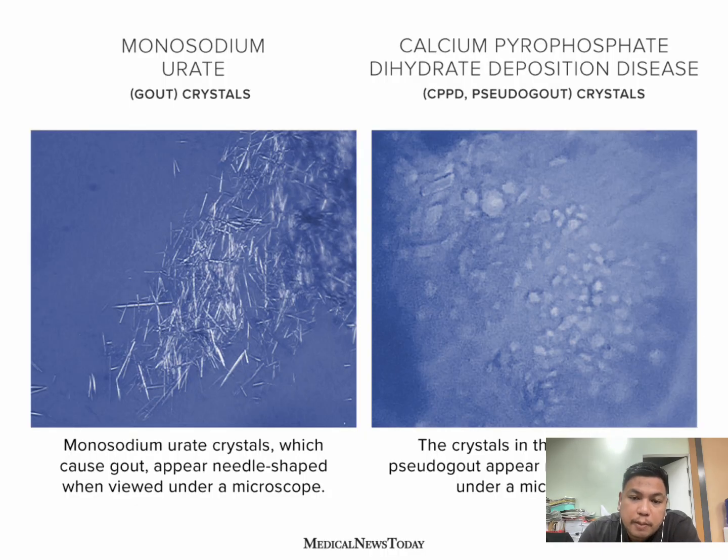These are the appearances of our crystals under microscopy. Monosodium urate, which is the cause of our gout, is needle-shaped with negative birefringence. This is calcium pyrophosphate dihydrate, also the cause of pseudogout. The shape is rhomboid, and I think the color is blue, with positive birefringence.